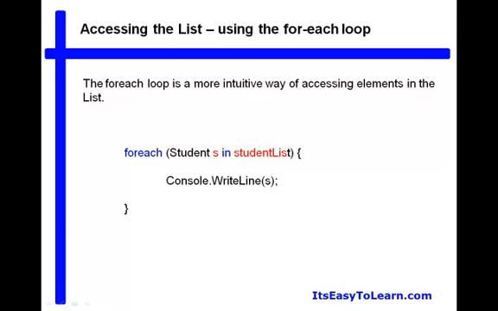Another way of accessing a list is using the for each loop. Here we say for each student s in student list, and we access the elements one by one in the variable called s. This type of accessing the list is most suitable for type safe lists. For example, we know student list is a list of students. That is why it is very intuitive for us to use the for each loop while accessing the type safe list.